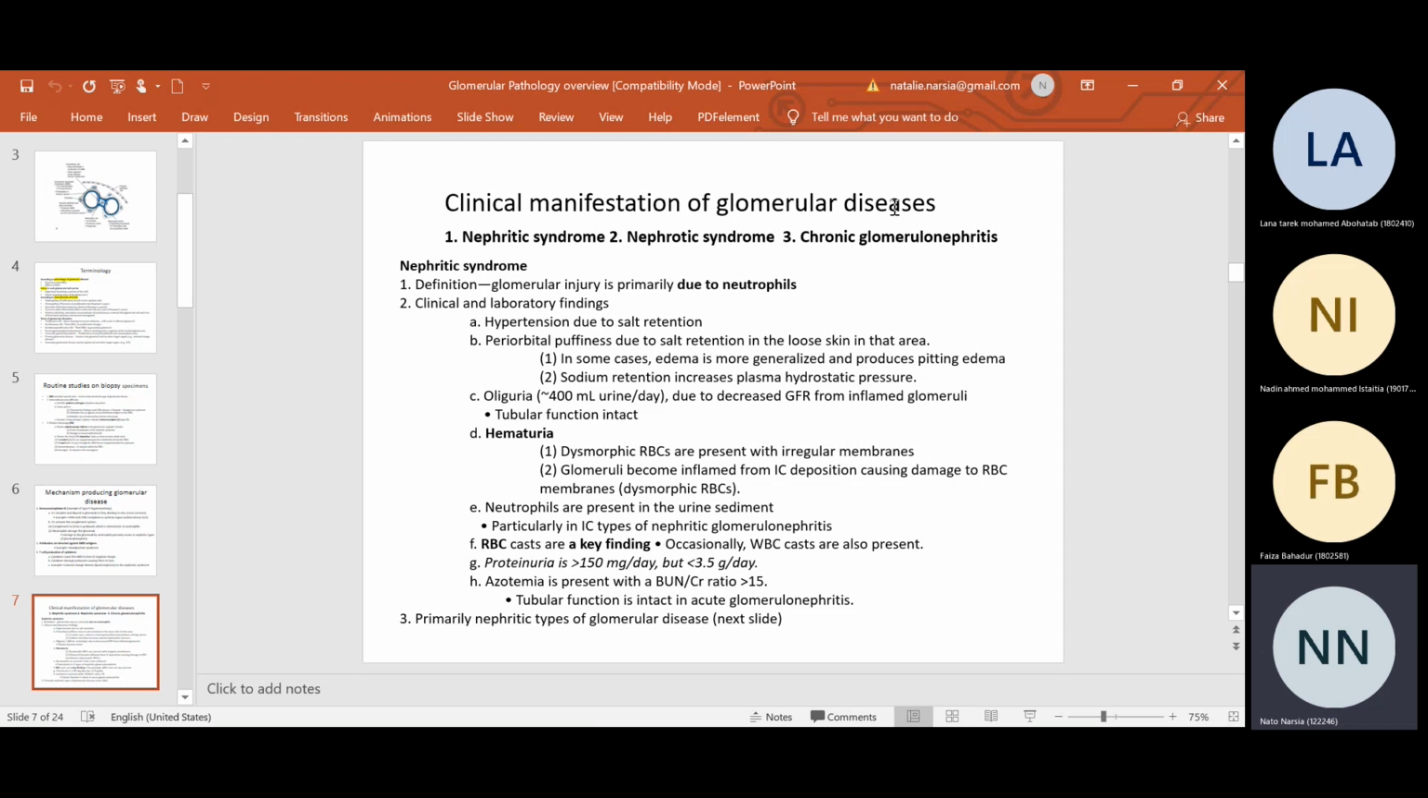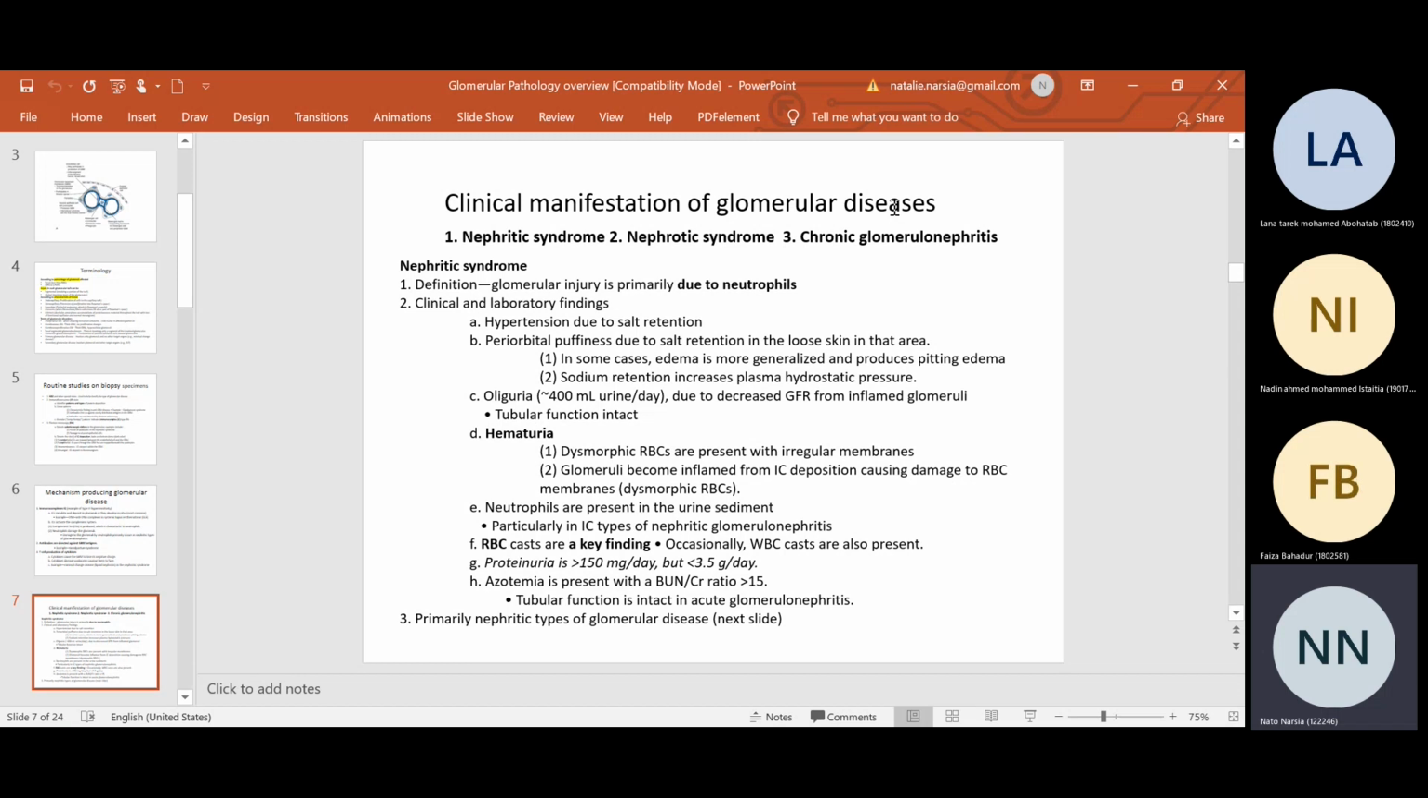Oliguria is important. Definitely there will be mentioned oliguria. What is oliguria? It is reduced production of urine, less than 400 milliliters a day, decreased amount of urine, and due to decrease of GFR. You understand, right? You have damage of the glomeruli and filtration rate will decrease. So that is very logical, okay?